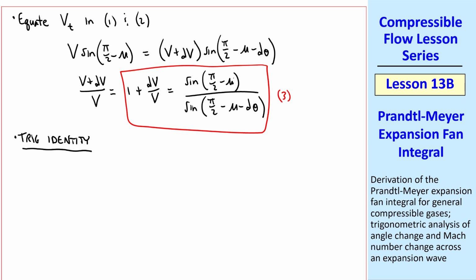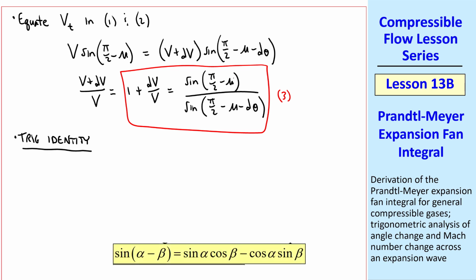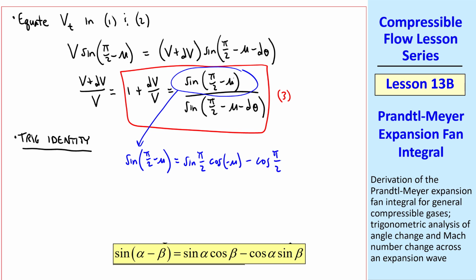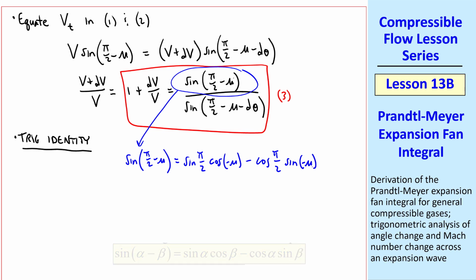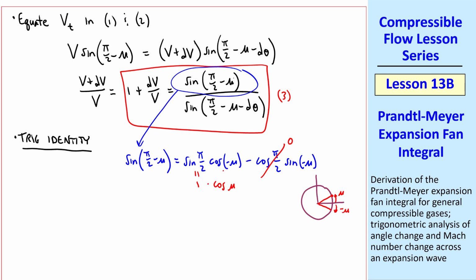Now let's use our trig identity on both the numerator and denominator in this equation. For the numerator, we get sine pi over 2 cosine negative mu minus cosine pi over 2 sine negative mu. But cosine pi over 2 is 0, and sine pi over 2 is 1. We also know from simple trig, if this angle is mu, that cosine of mu is the same as cosine of negative mu. So this becomes cosine mu. So the numerator of 3 is just cosine mu.